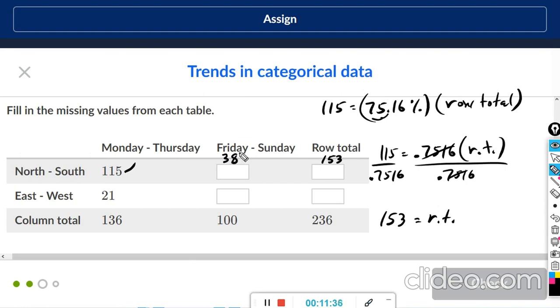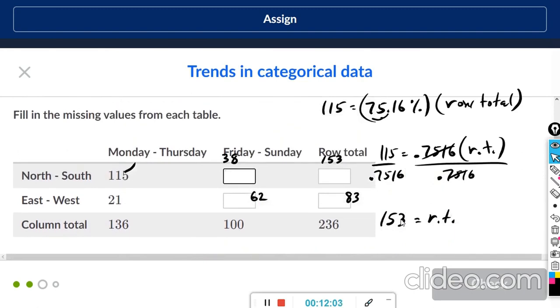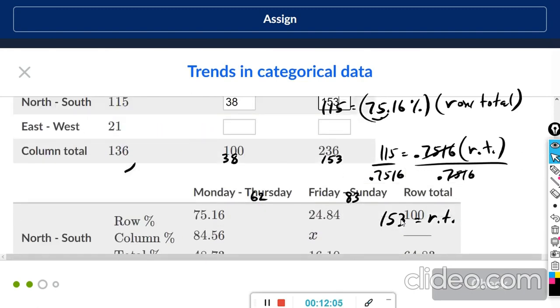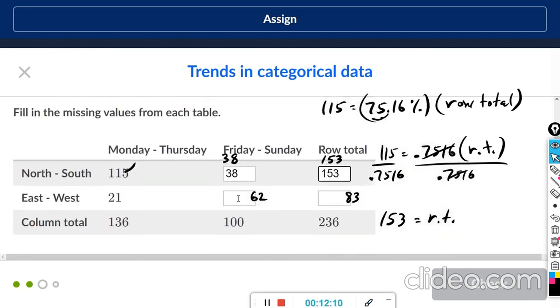And now from there, the rest is easy. Okay, this number here is going to be 100 minus 38. So that's going to be 62. And this number here is 236 minus 153. And that's 83. Okay, so just fill in those values. 38, 153. And then 62 and 83.